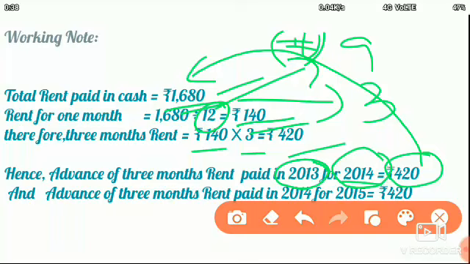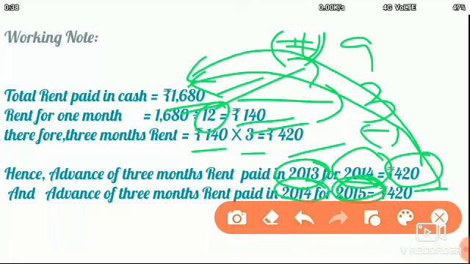Then again an advance rent was paid in 2014. This is in the current year. It is paid, and this advance is for 2015. So this 420 is there in this cash of 1680, but it belongs to the next year 2015. So this will be subtracted.